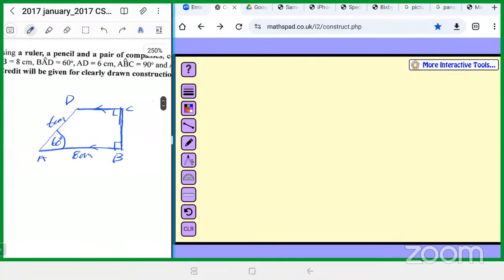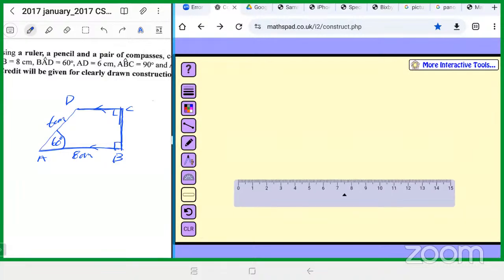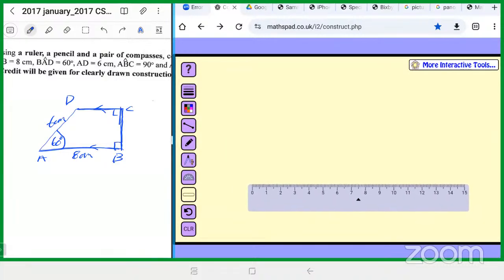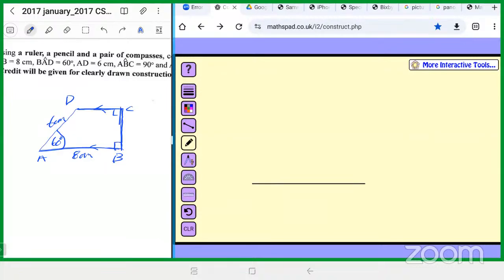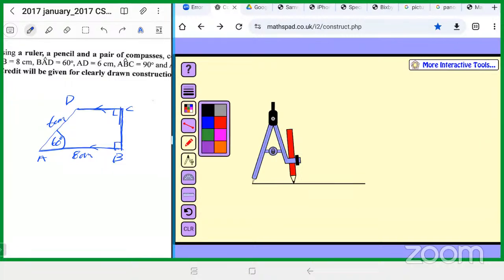So I'm going to get the ruler. I'm going to draw an 8 centimeter line. That's my AB. And then from here, I'm going to construct my 60-degree angle. So bringing in my compass, push it at the end of the line, lock it. Let's change the color for the construction lines.